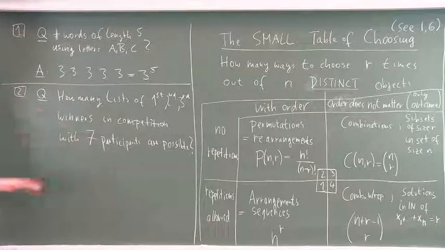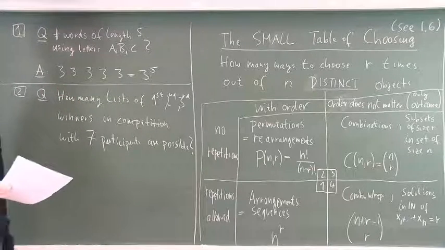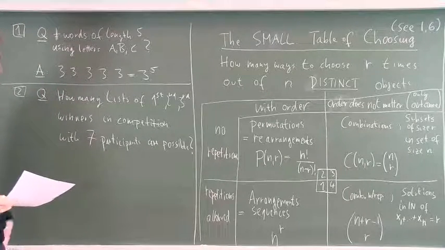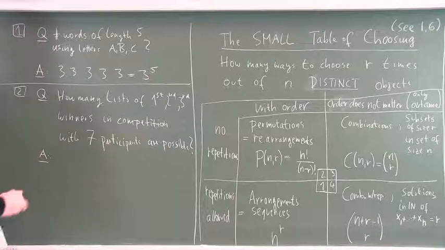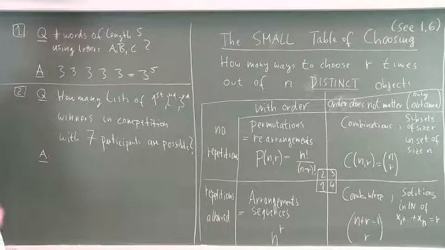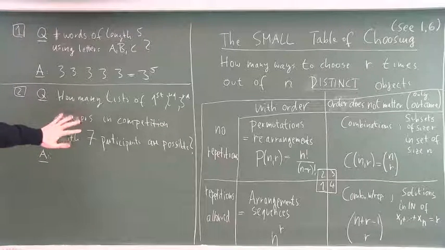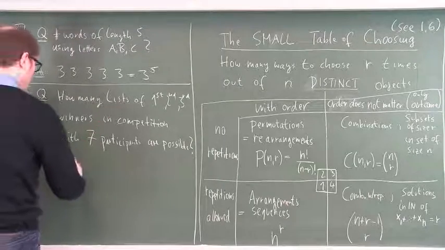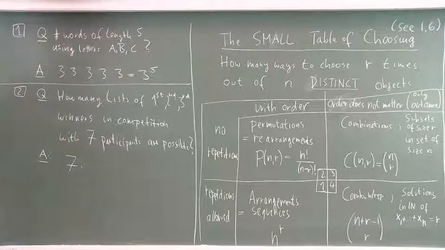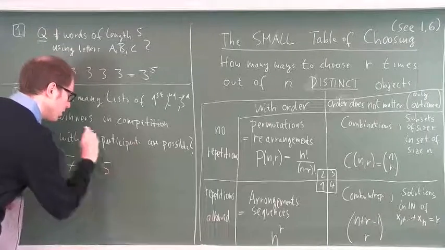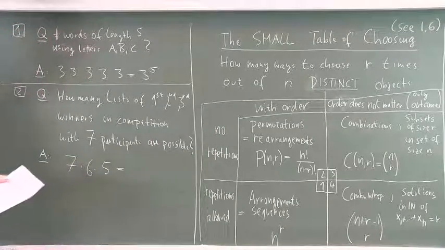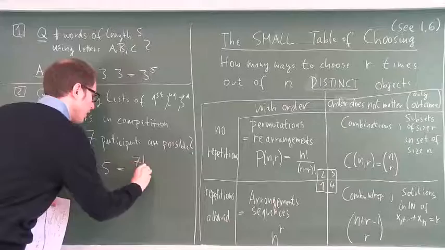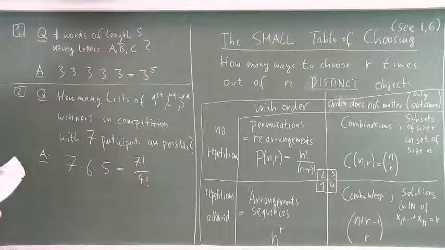Okay, so how many lists? If you have a competition, there are 7 participants. How many lists can you get of winners? Well, of course, it matters if you have first, second, or third place. So think about it a second. Well, without even thinking about this table, it's easy to answer this question. For the first position, we have 7 choices. For the second, we only have now 6 left. And for the third one, we have only 5 possible participants left. So this is the same as 7 factorial over 4 factorial.